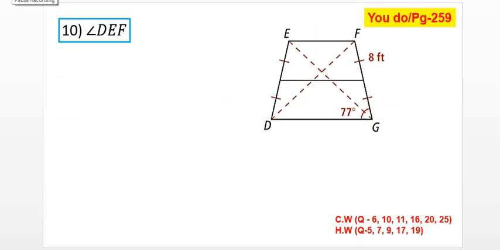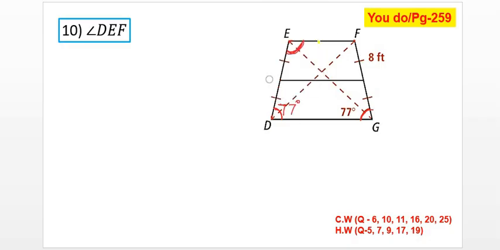So here is question number 10. It says, what is the value of angle DEF? Now where is angle DEF? This is point D, this is E, and this is F. So DEF, they are talking about this angle. What is the measure of this angle? Because we can see from the diagram that it's an isosceles trapezoid, if this base angle is 77, then the other base angle on the same base on the other side will also be 77.